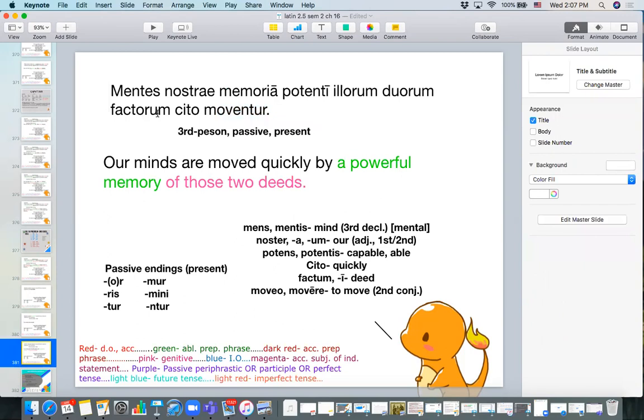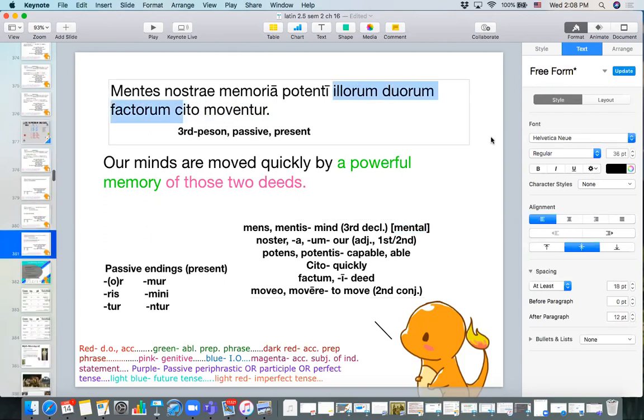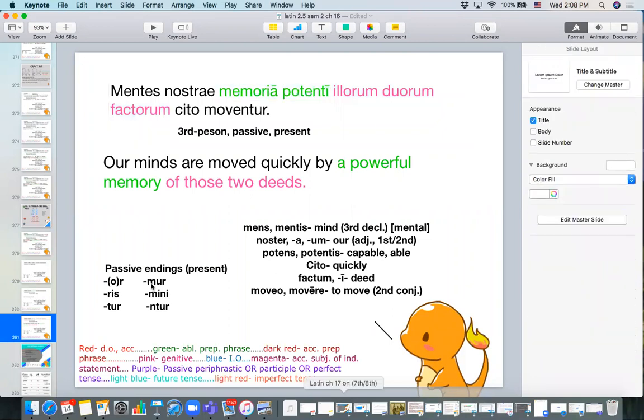What was it like on Tuesday? No one knew factum, but it means deed. And I don't know. Let's color code the Latin. Do I do that on the next? No, I don't. So yeah, illorum duorum factorum. Hopefully you can just visually see that those are all genitive, possessive of this ablative of means, which I should label.